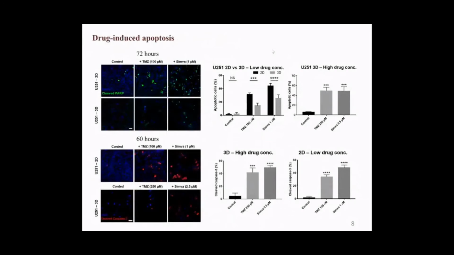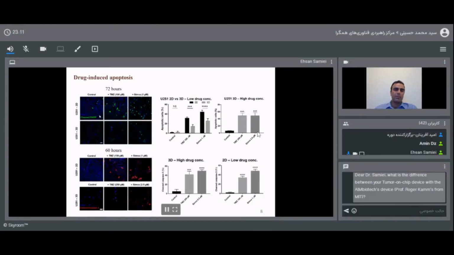The desirable cell death for chemotherapy agents is apoptosis, which doesn't cause inflammation. To evaluate whether the main mechanism of cell death is apoptosis, we stained the cells using cleaved PARP, a marker representing apoptosis. And in the first step, a low concentration of the drugs was used, 100 micromolar TMZ, temozolomide, and 1 micromolar simvastatin. So both 2D and 3D models showed positive expression of cleaved PARP, but the comparison showed a significant difference.